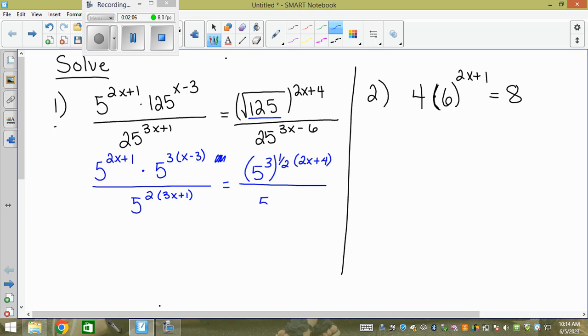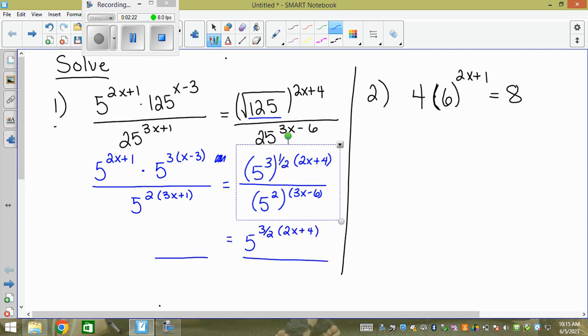And on the bottom I would get 5 squared to the 3x minus 6. So this 3 halves joins first. I'm going to be left with 5 to the 3 halves, and then I have to put that into 2x plus 4. So those are my hints.